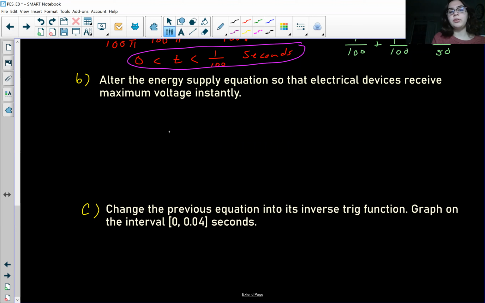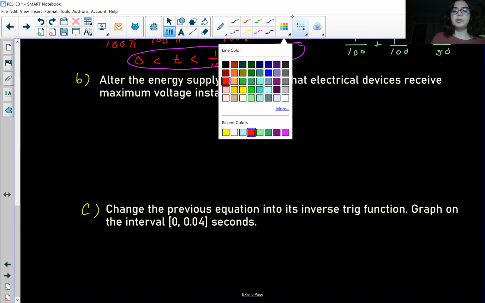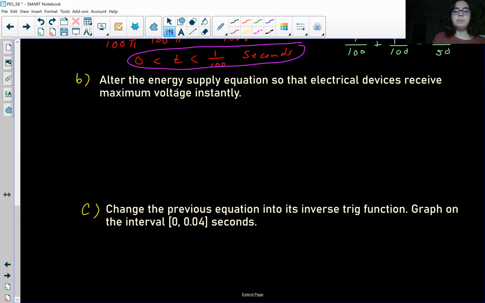So we want to alter the energy supply equation so that the electrical devices receive maximum voltage instantly. I don't tell you what to change it to, but we want maximum instantly. So at t equals 0, we want 240 volts.